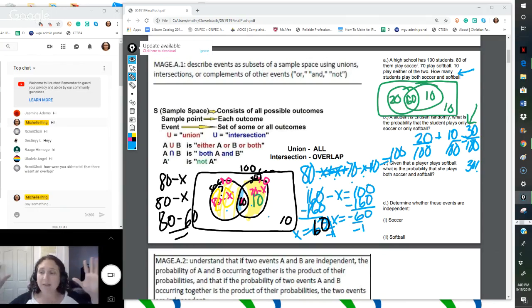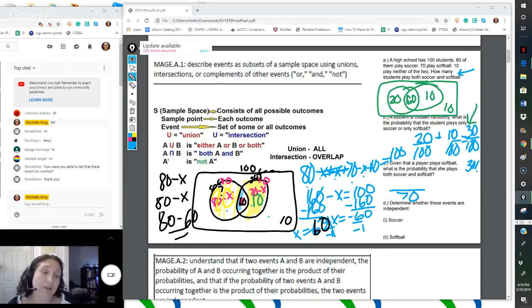So basically, the main thing I wanted to show you here is I'm trying to think of how they can make them harder. The one way I could think they make it harder is they don't tell you what the overlap is. Given that a player plays softball, now that we know that a person has to play softball, we know that the denominator has to be softball, because anytime you see given, you know that's the denominator. So we know that 70 total people played softball, so that's my denominator.